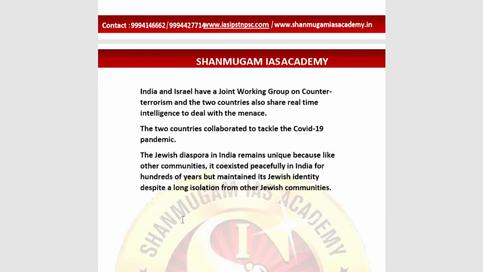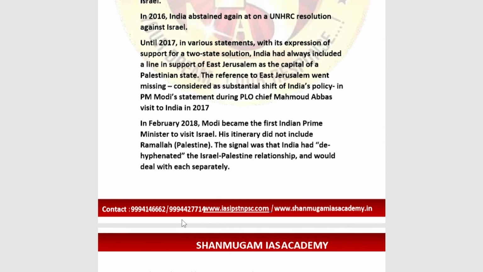India and Israel have a joint working group on counter-terrorism, and the two countries also share real-time intelligence to deal with the menace. Technologically, India has been very much in connection with Israel, and many trade deals are also happening between the two countries. The two countries collaborated to tackle the COVID-19 pandemic also. The Jewish diaspora in India remains unique because, like other communities, it coexisted peacefully in India for hundreds of years and maintained its Jewish identity despite a long isolation from other Jewish communities. This is the exact relationship between India and Palestine.